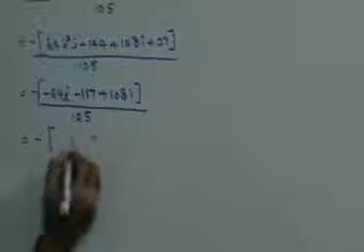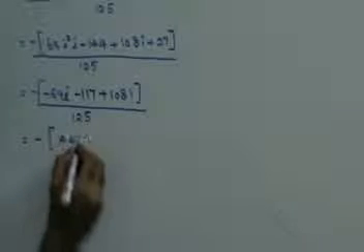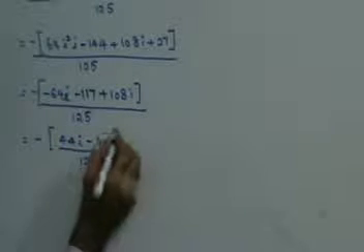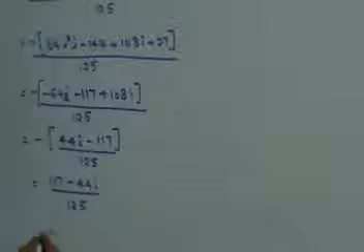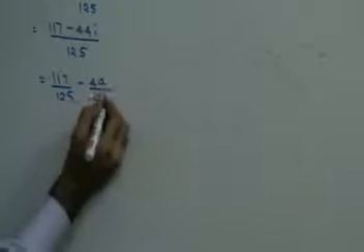So this is minus 108i minus 64i is 44i, minus 117, upon 125. Open the bracket. So this will be 117 minus 44i upon 125. Split the real and the imaginary. So 117 upon 125 minus 44 upon 125 i. The answer is going to be 117 upon 125 minus 44 upon 125 i.